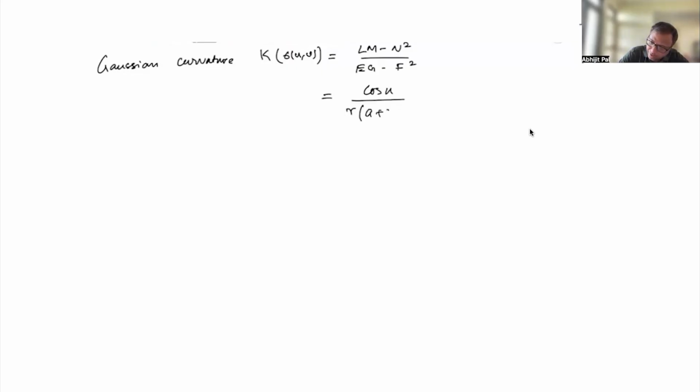So therefore, the Gaussian curvature K at the point sigma(u,v), let me write the formula first, is equal to (LN minus M squared) divided by (EG minus F squared). This will be equal to cos u divided by r times (a plus r cos u). Okay.